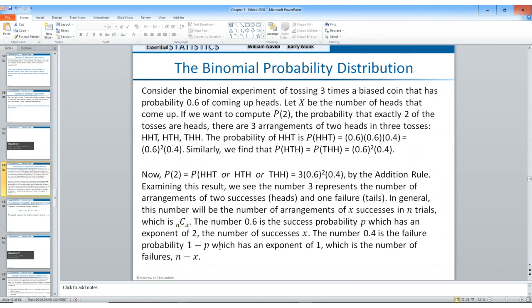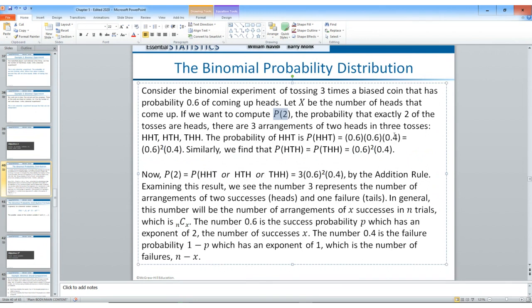So if we want to compute the probability of getting 2 out of those 3 flips, how can we do it? Well, here are the 3 different things that could happen to get 2 heads. You could have head, head, tail, or head, tail, head, or tail, head, head.